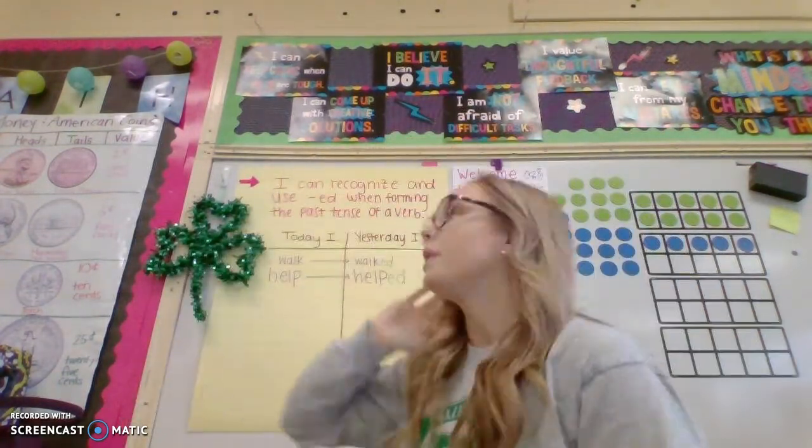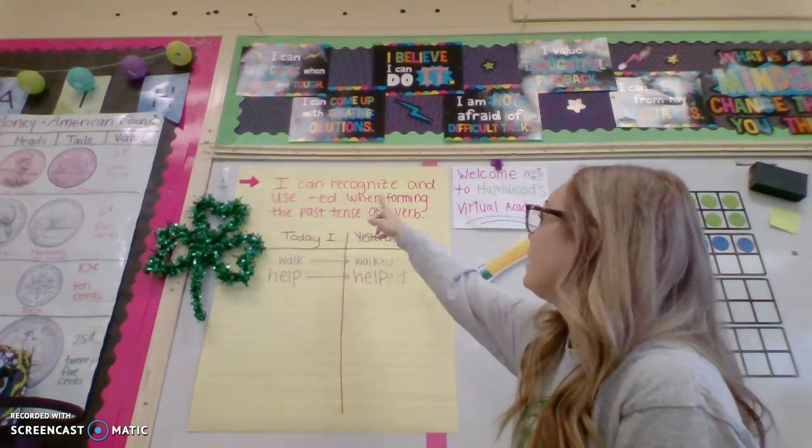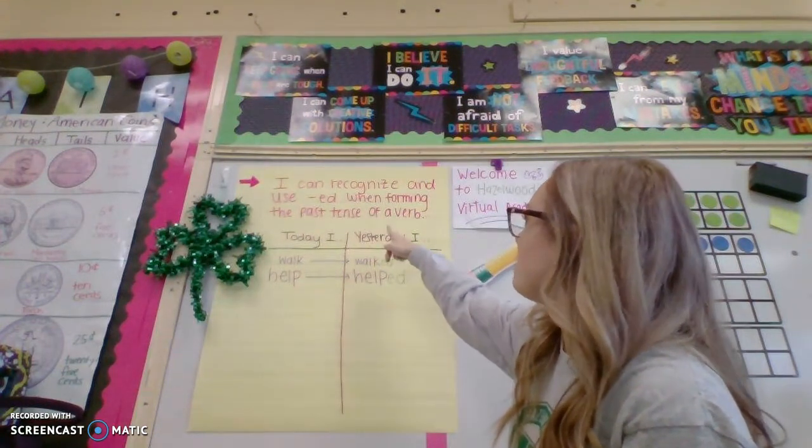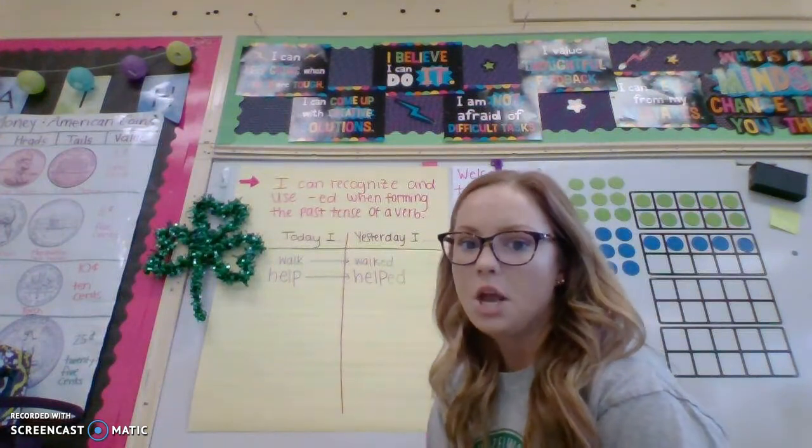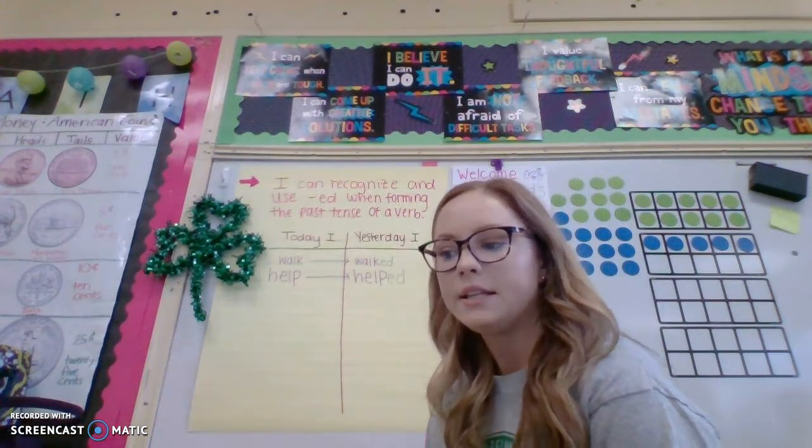Hello, friends. We learned about adding ing to the end of a word to make it mean that it's happening right now or in the present. And today we are going to recognize and use ed when forming the past tense of a verb. So we're going to practice adding ed to the end of a word to make it mean that it happened in the past, that it is something that already happened.